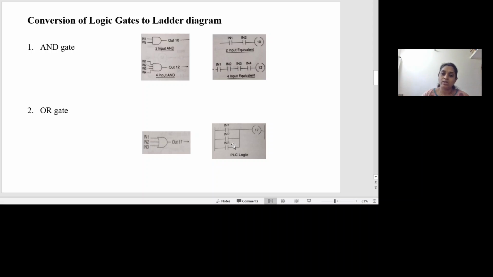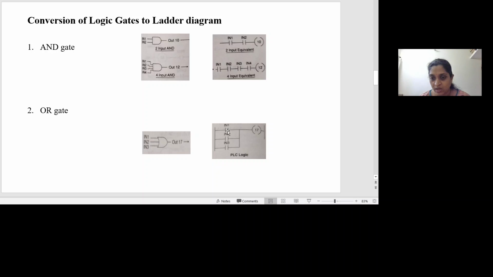Now looking into the working of this OR gate, in the previous session I said that an OR gate output will be 1 under two conditions: when both the inputs are 1, first condition; the second condition, when any of the inputs is 1. Hence, an OR gate can be represented as switches in parallel. So here also I have connected the three inputs in parallel. Now we will see how this ladder diagram matches the truth table of an OR gate.